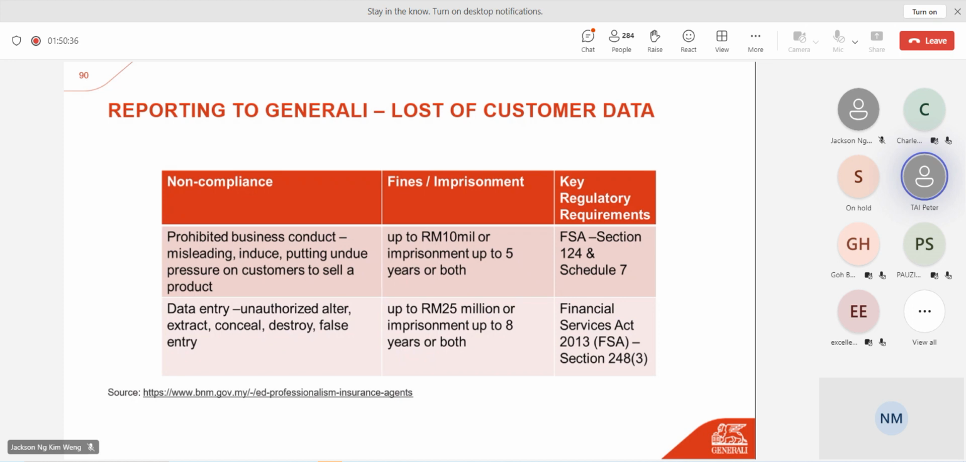If you were to conceal or alter any information of your client, sorry, you're on your own already. Nobody can protect you. You have to make sure that you have savings of up to 25 million to bail you out. Okay, next.